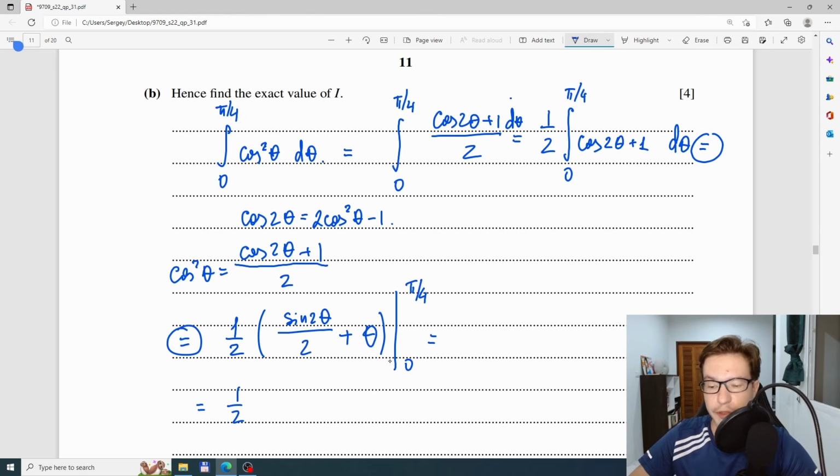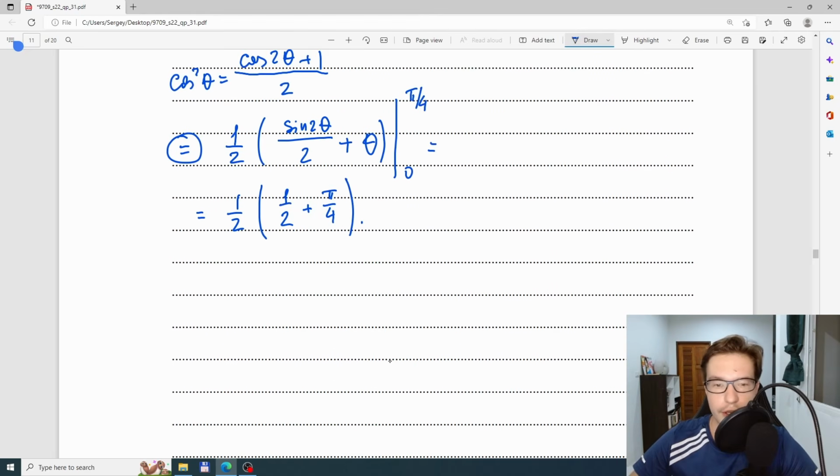Let's substitute the upper limit. We get 1 over 2 times a half plus pi over 4. And when I substitute 0, I get 0, so no need to write anything else. Okay, and for the final answer, I'll just open the brackets. Answer: 1 over 4 plus pi over 8. Next question.